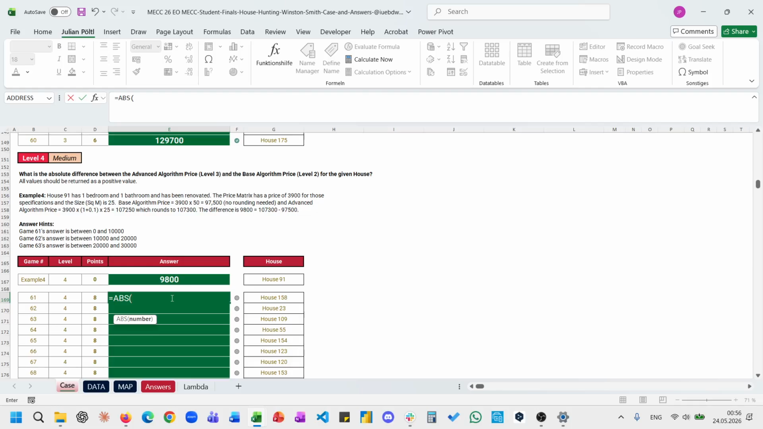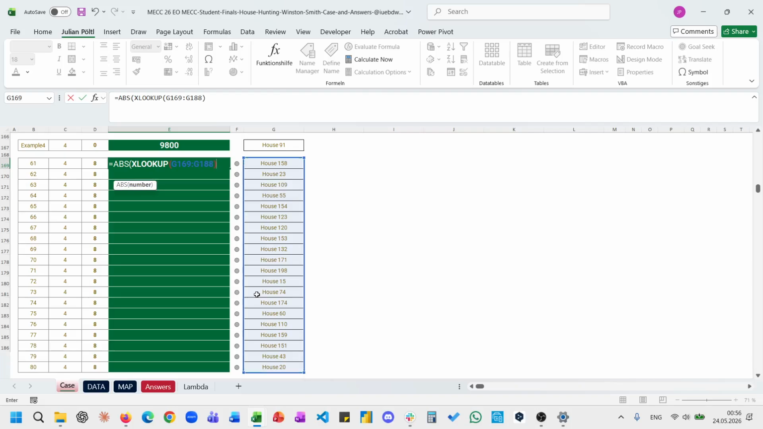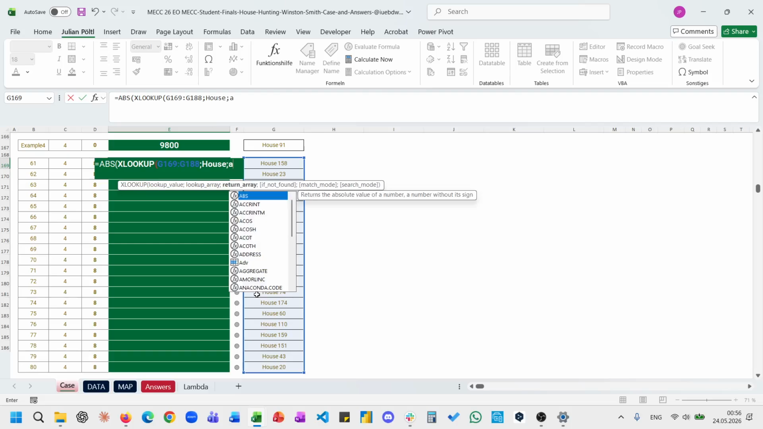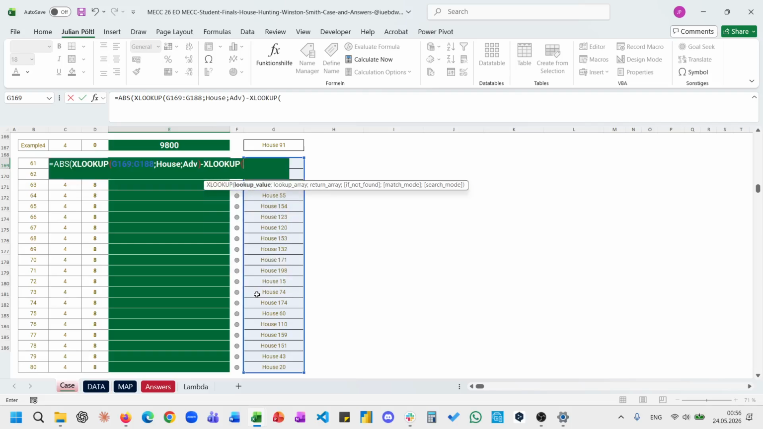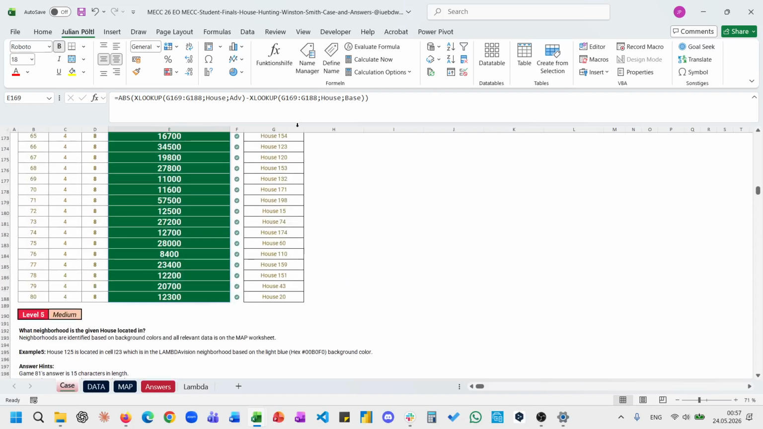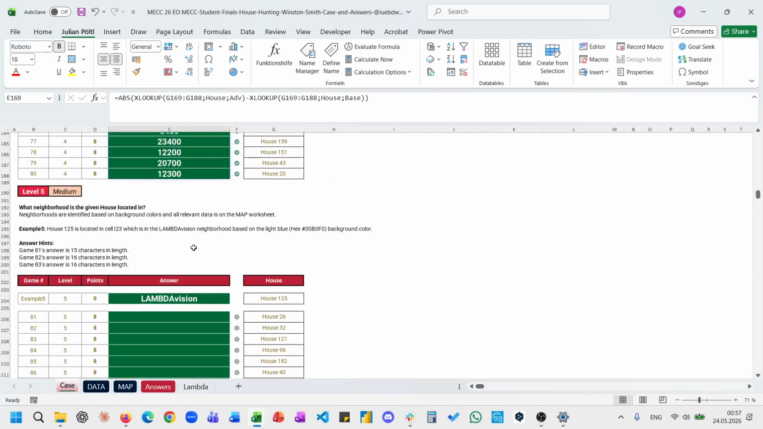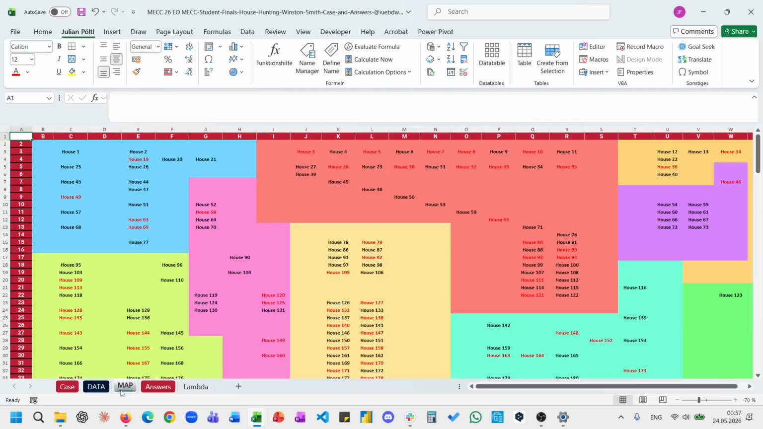So ABS between XLOOKUP, house. I can also do ABS, XLOOKUP, because it will spill. This in house, returning advanced, minus XLOOKUP, this in house, returning base. You see, done. Also only XLOOKUP. Then this is a little bit not tricky, but it's not that necessary.